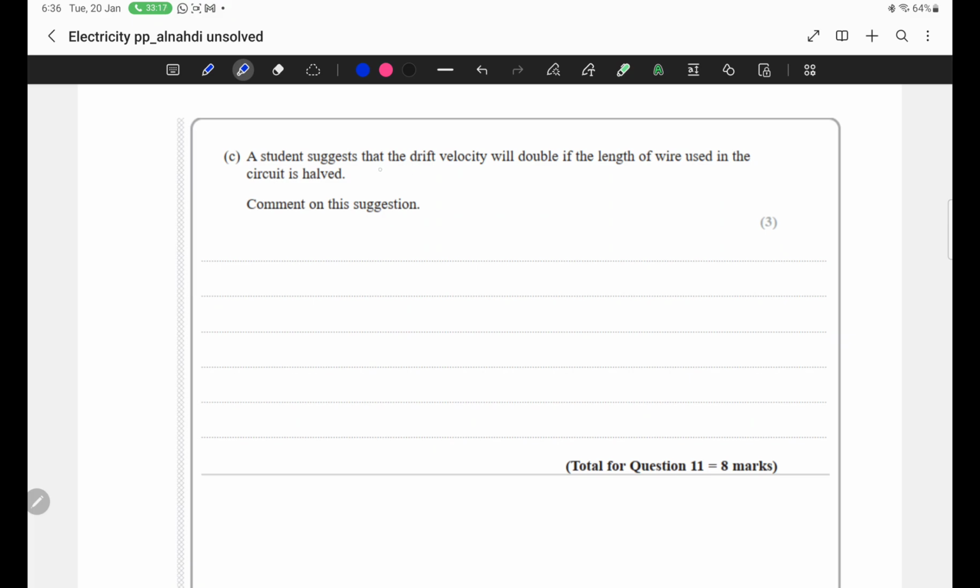A student suggests that drift velocity will be double if the length of wire is halved. If only the length of the wire is changed, they are asking, will it double the drift velocity or not? So I am writing the formula again. Okay, beta. Only the length of the wire is halved.